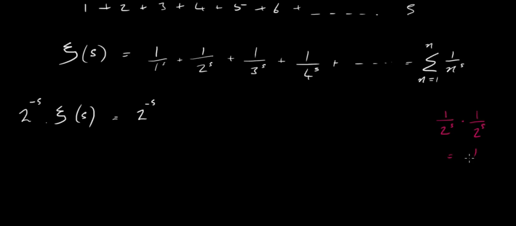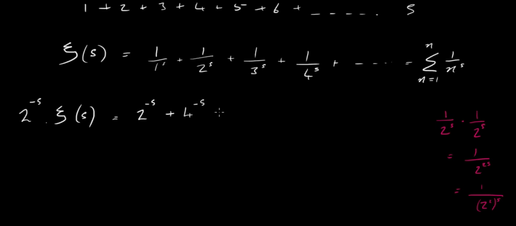That gives me 1 over 2 to the power of 2s, if you like. That's going to be 1 over 2 to the power of 2 to the power of s. So that's just going to be 1 over 4 to the power of s. So let me just write that out. So that's just going to be 1 over 4 to the power of s, or just 4 to the power of minus s. So that's where this comes from.